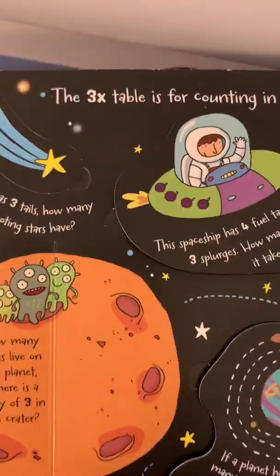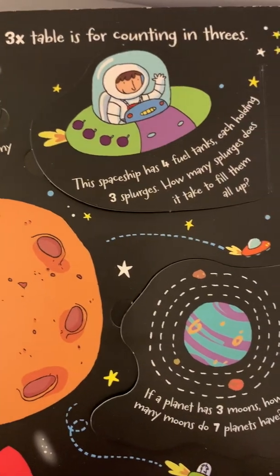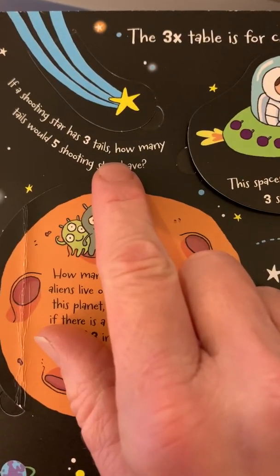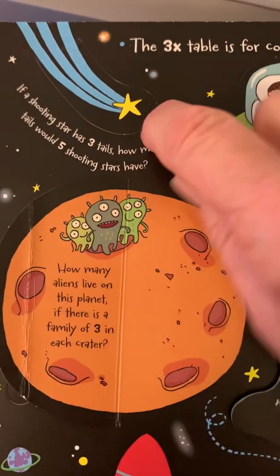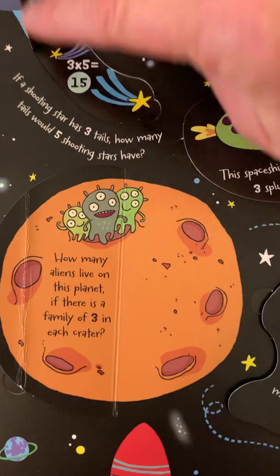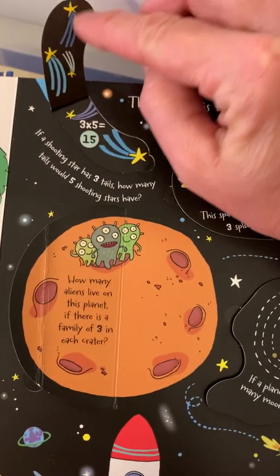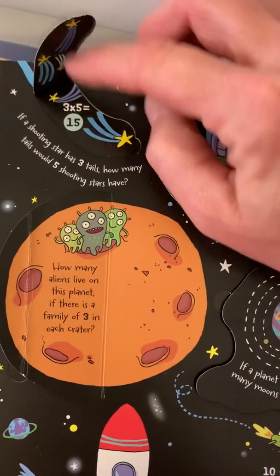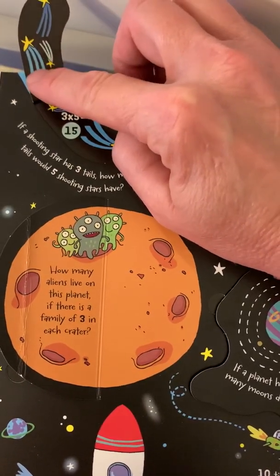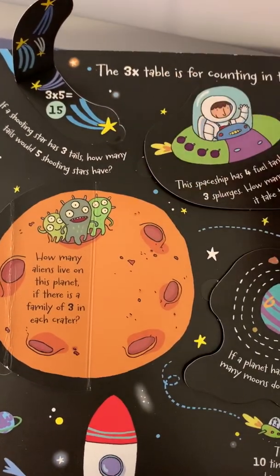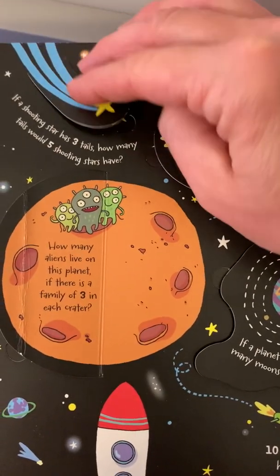Let's see what the book says. The 3 times table is for counting in threes. If a shooting star has 3 tails, how many tails would 5 shooting stars have? There's 1, 2, 3, 4, 5 shooting stars, and each one has 3 tails. So 3, 6, 9, 12, 15. 3 times 5 is 15.